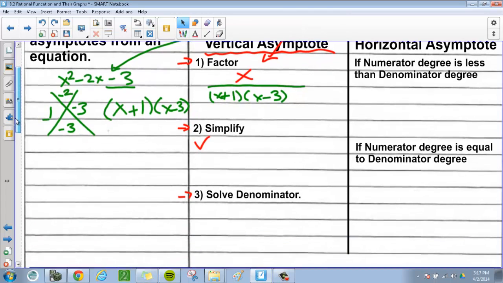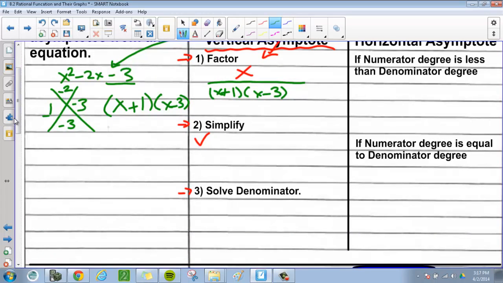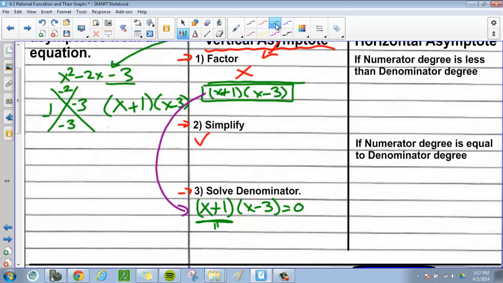By solving the denominator, we want to set the denominator equal to 0. So we're going to take this denominator and bring it down here, and set it equal to 0. So we're going to have x plus 1 times x minus 3 equals 0. So we first have to figure out, how do we make this equal to 0? Because if we can make this equal to 0, then this whole thing is 0, right? So what plus 1 is equal to 0? Well, when x is negative 1, that thing is 0.